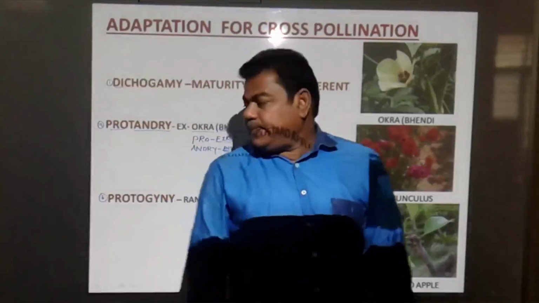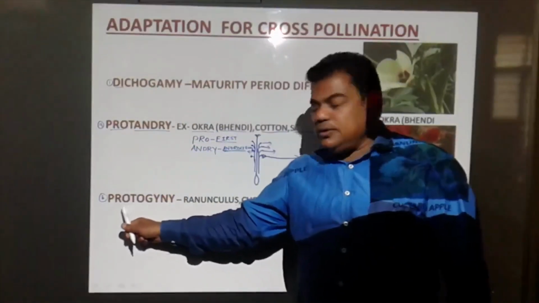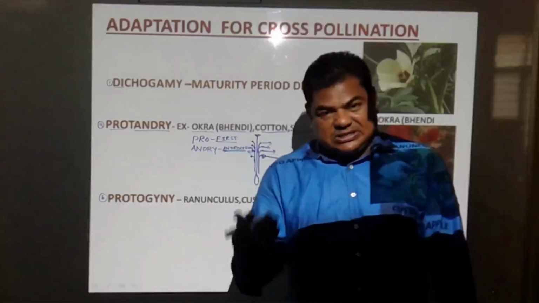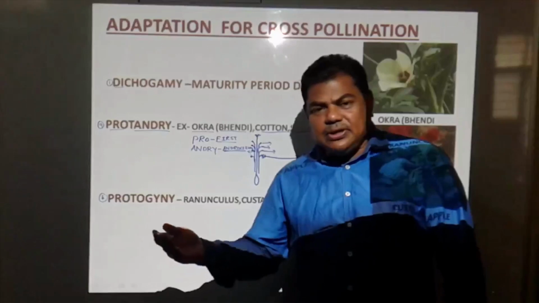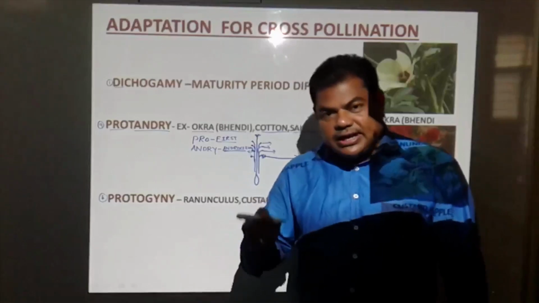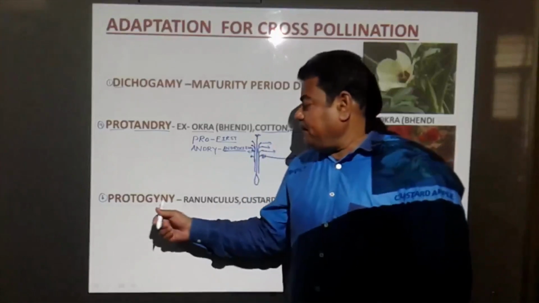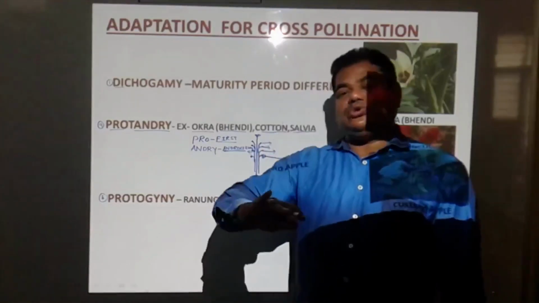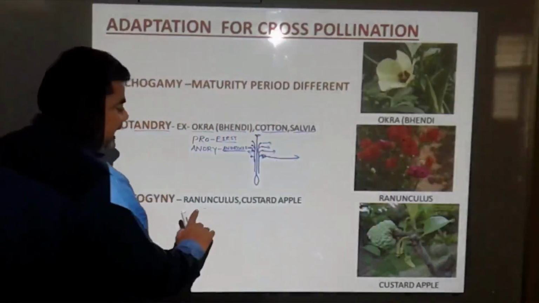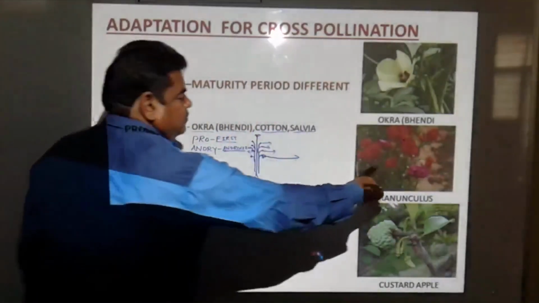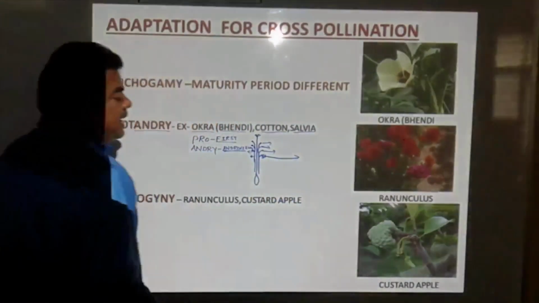Then next is protogyny. Again here proto means first, and gyne means gynoecium, the female reproductive organ. The gynoecium matures first, and then the androecium gets mature. For example, in case of this one, ranunculus. This is the example of ranunculus. These are all flowers of ranunculus.